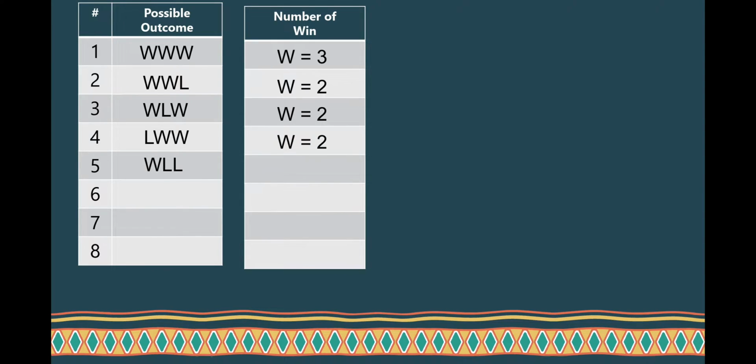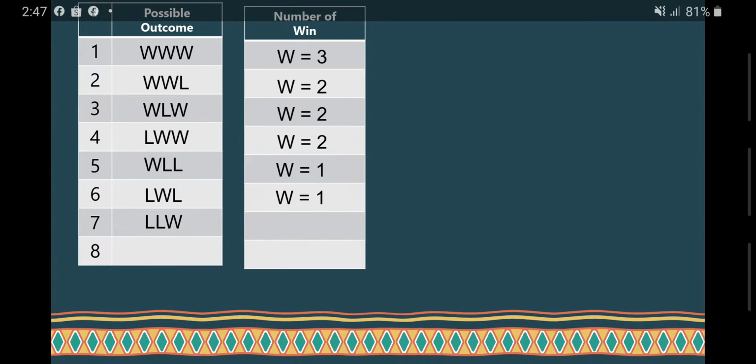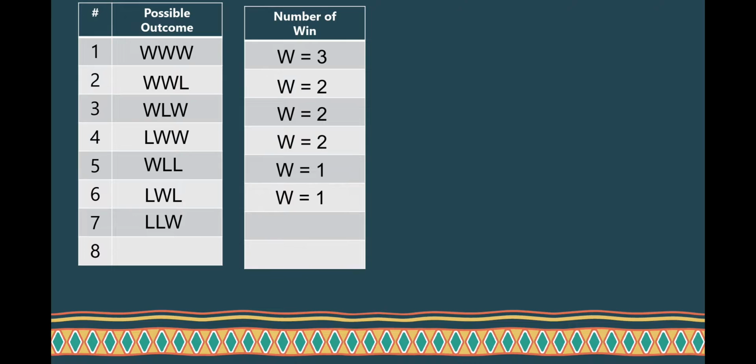The fifth possible outcome is win, loss, loss. So the number of wins here is 1. The sixth possible outcome is loss, win, loss. So the number of wins here is 1. The seventh possible outcome is loss, loss, win. So the number of wins here is 1. And the eighth possible outcome is loss for the first game, loss for the second game, and loss for the third game. So the number of wins here is 0.